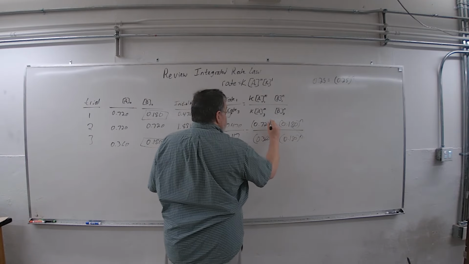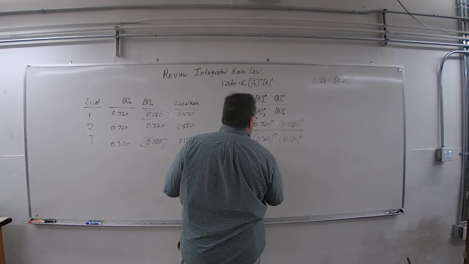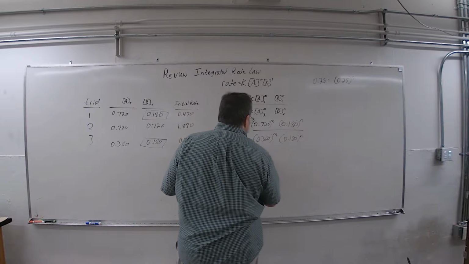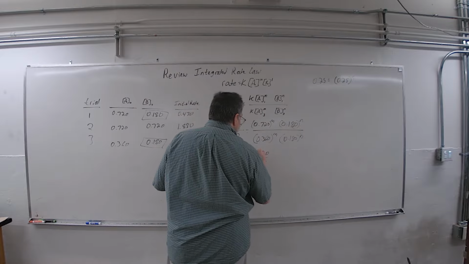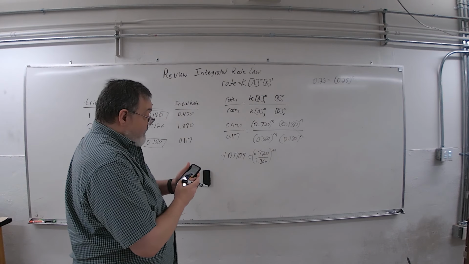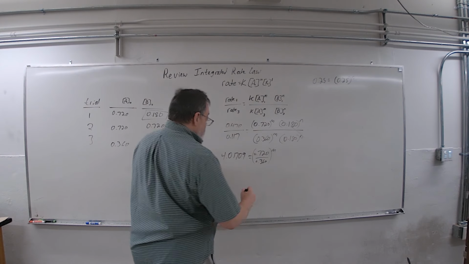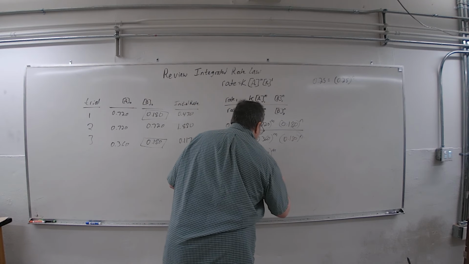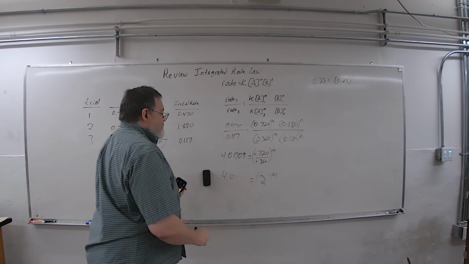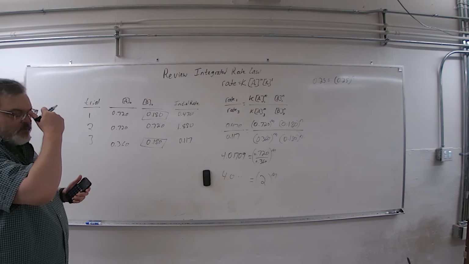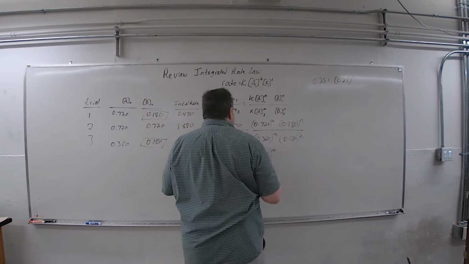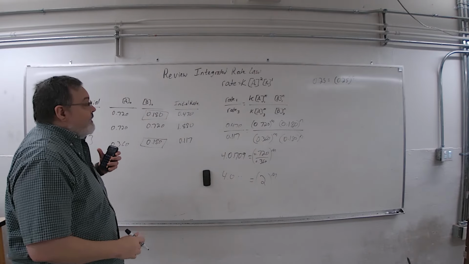This is the same as 0.720 divided by 0.360, so 2 to the m equals 4, and some change. So what is m? 2. These don't come out exact because there's always a little bit of experimental error.